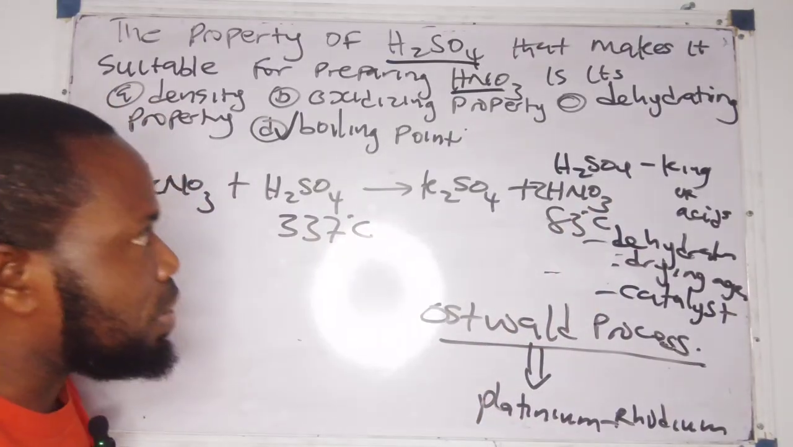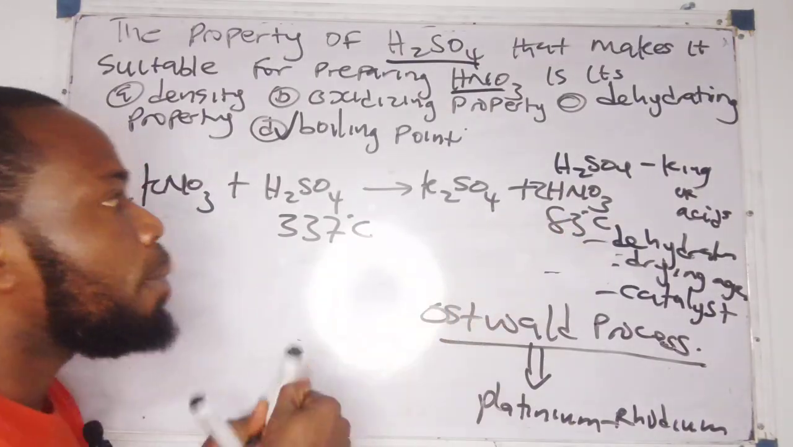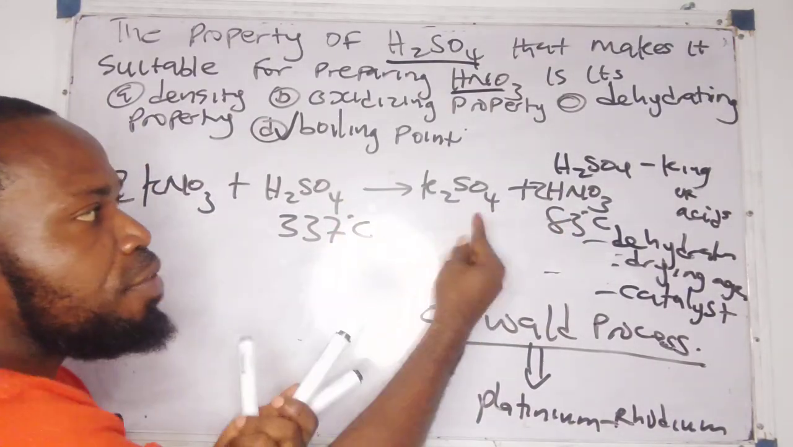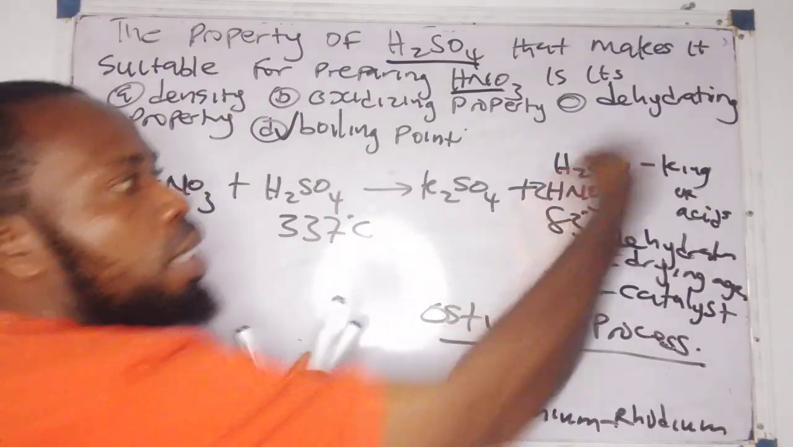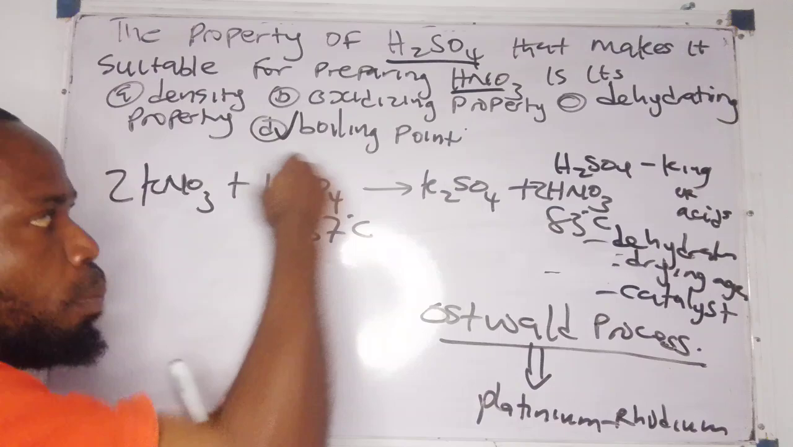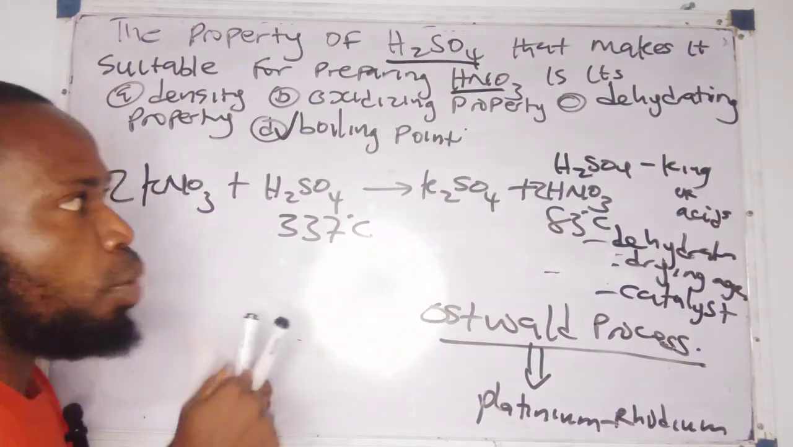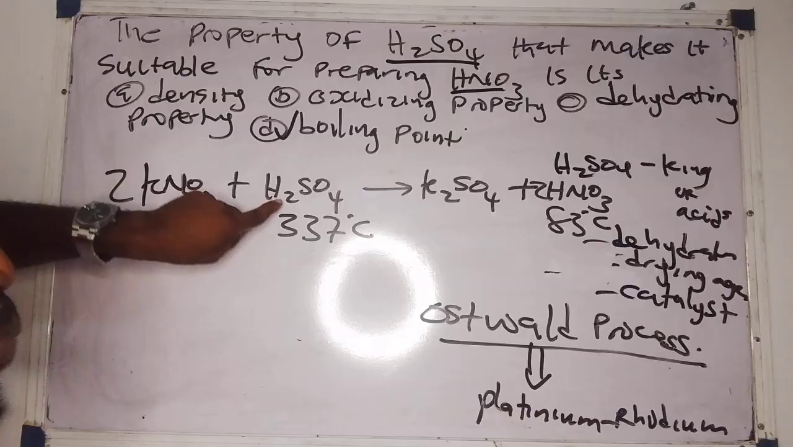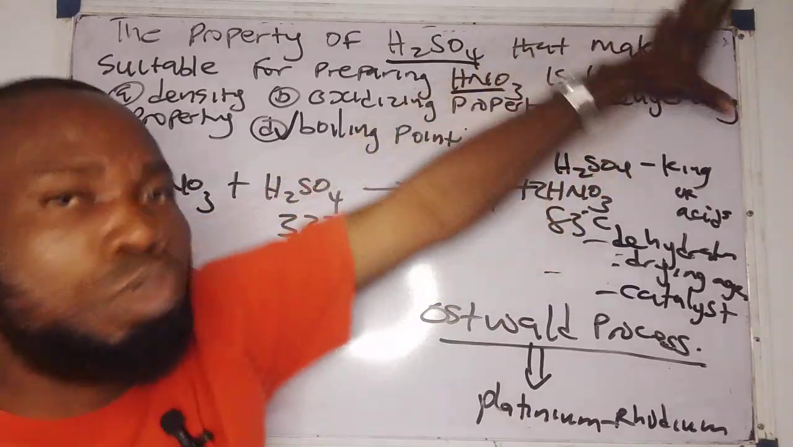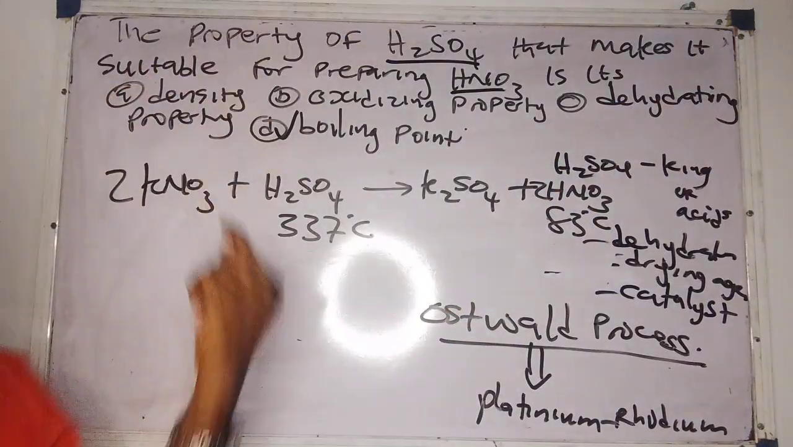So look at what I'm trying to say. H2SO4 is used to manufacture HNO3 because H2SO4 is less volatile. It does not easily escape. As HNO3 just forms, it can easily be given off, so it's a more volatile acid compared to H2SO4. Based on the difference in their boiling points, H2SO4 will remain in the container while HNO3 distills off. So that is why H2SO4 is suitable.